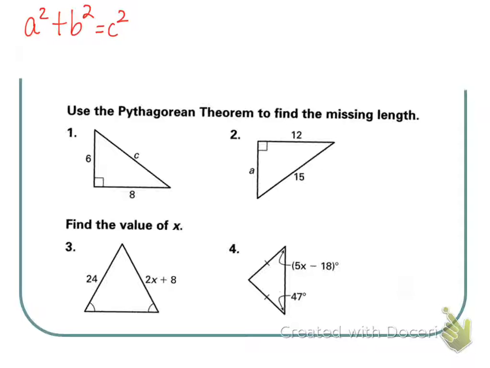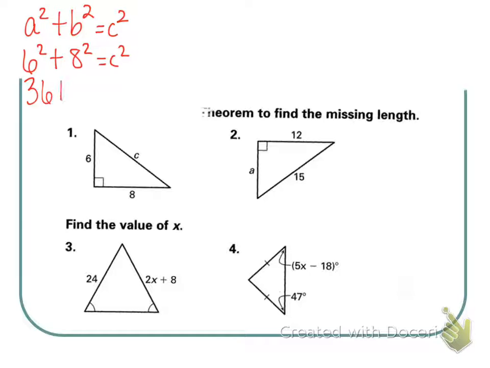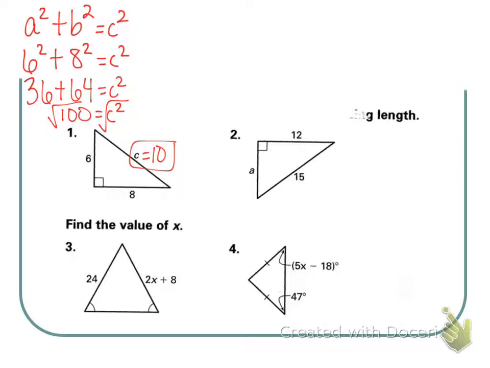All right, on number 1, what did we plug in for A? 6. Okay, 6 works. That means B would be 8. We're looking for C. 6 squared is 36. 8 squared is 64. When we add them together, and when we square root, we should get C is equal to 10. Questions about number 1?